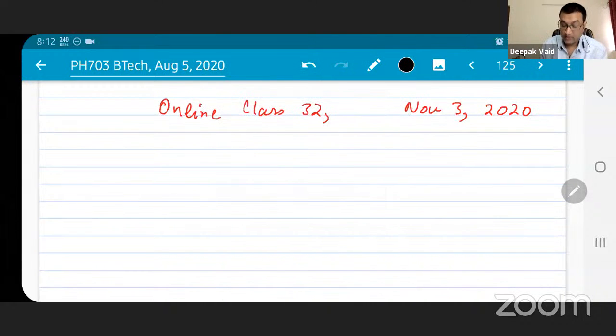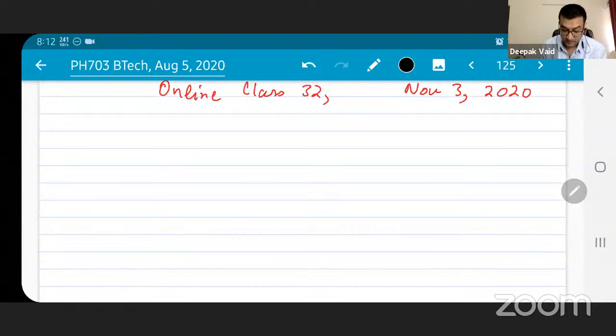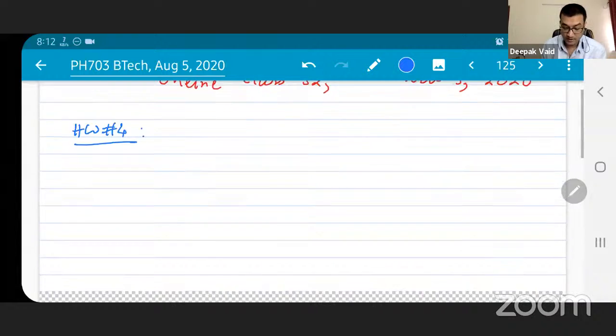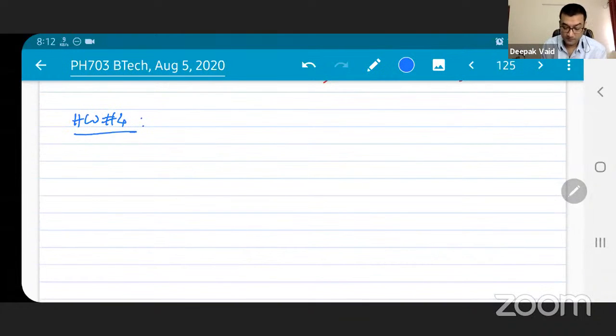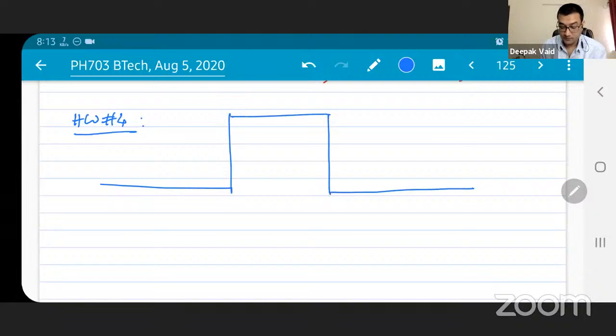Now, before I start talking about the harmonic oscillator, let me give you all the problem for homework number 4. I think I've given some problems in class before, but this is the main problem. And this is for both BTech and MSc students. So this is the problem.